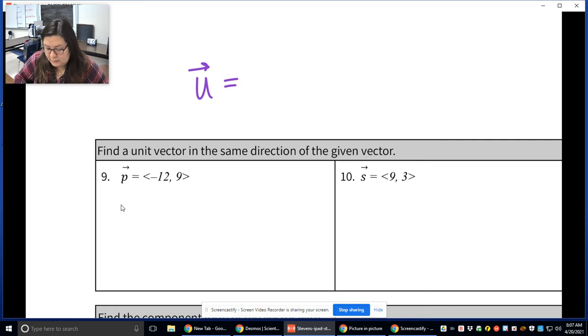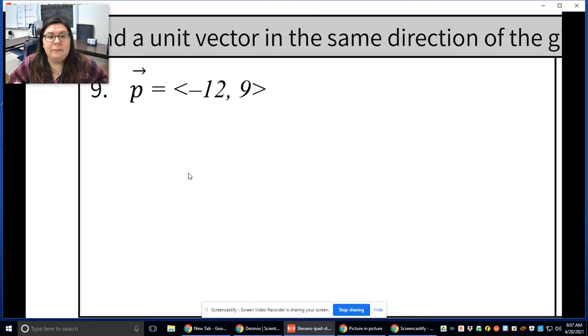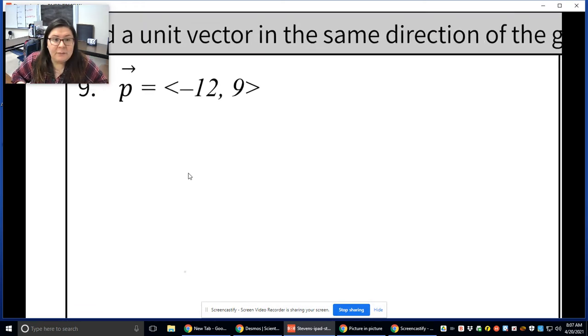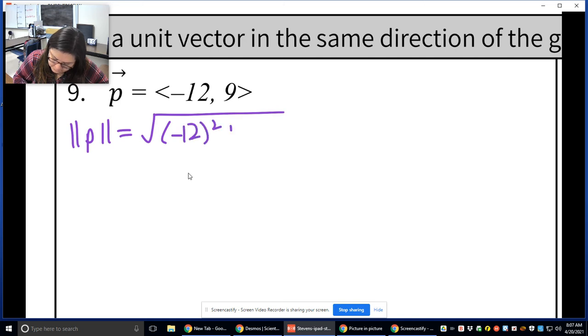You take your regular vector, so I'm going to use the letter V, and you divide it by its magnitude. So we need to find the magnitude first. Once we have that number, we just divide by that number. So let's look at this, P. Like I said, we need to find magnitude, so let's do that first. Magnitude of P: -12 squared plus 9 squared.